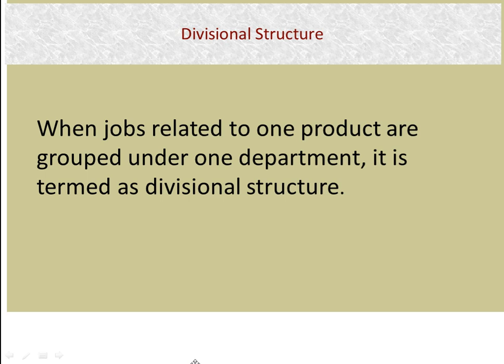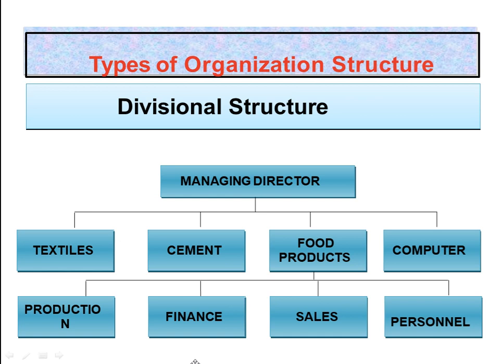Such a type of structure is called a divisional structure. Types of organization here: divisional structure, managing director, then textiles, cement, food products and computer. These are their product lines. Under food products: production, finance, sales, personnel, etc. In the same way, cement also has production, finance, sales, personnel. Textiles also. Like that, each and every division does its own work, up to the planning, up to the sales and after-sales service, on a product basis. That is called the divisional structure.